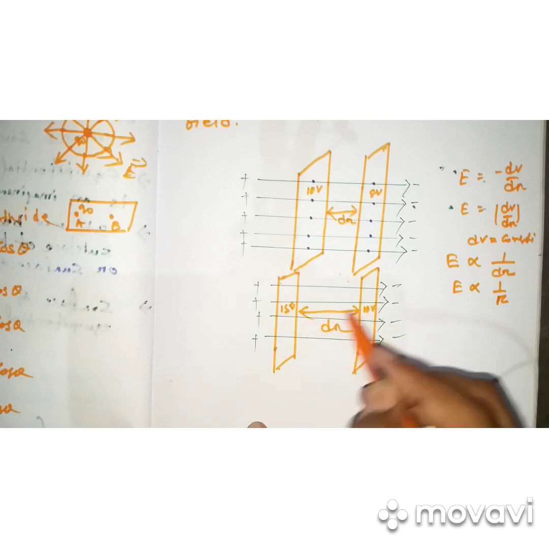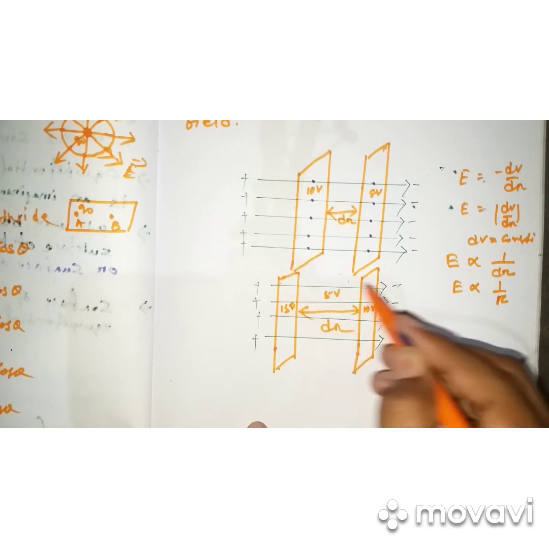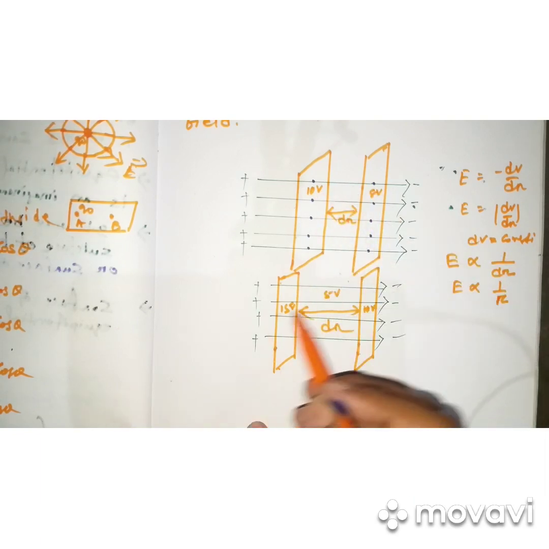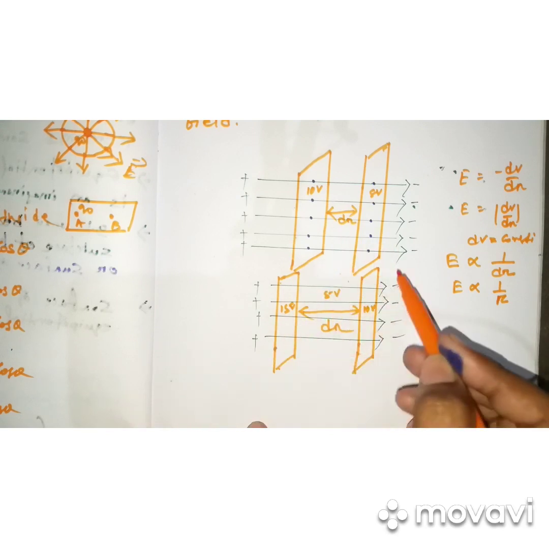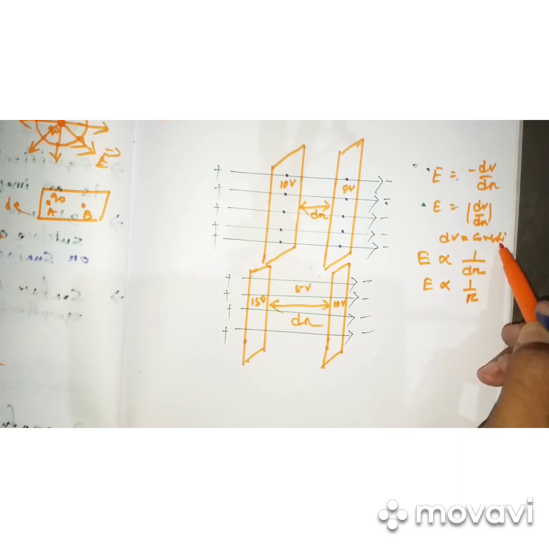and this is 10 volt here. So there is a difference of 5 volts. At each point there is a difference of 5 volts. Similarly 2 volt is here. So in both cases the potential difference remains constant. So dV, the change in potential, remains constant. So E equals dV by dr, that means E is proportional to 1 by r.